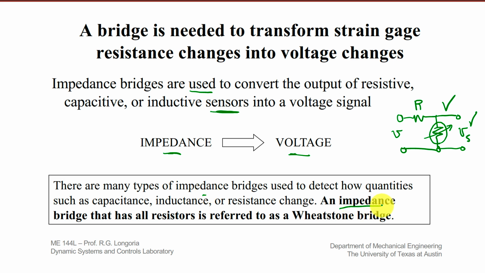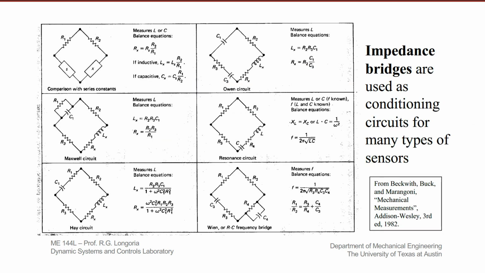There are many types of impedance bridges. And if you have an impedance bridge where all of the bridges, and I'll show you in a second what I mean by that, are all resistors, then that's the specific case of a Wheatstone bridge. So let me show you this table here. I kind of like it because it shows you many different types of impedance bridges. For example, this one has capacitors. Don't worry so much about the detail here, just to show you that there are many different types of impedance bridges.